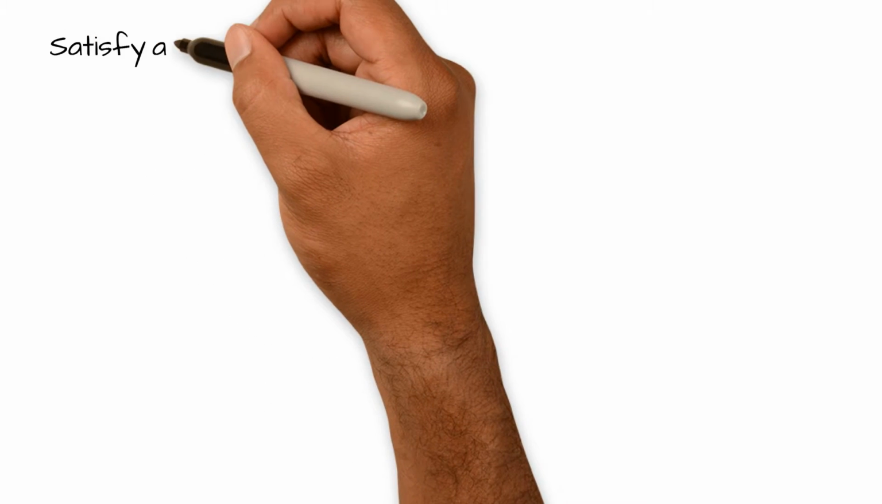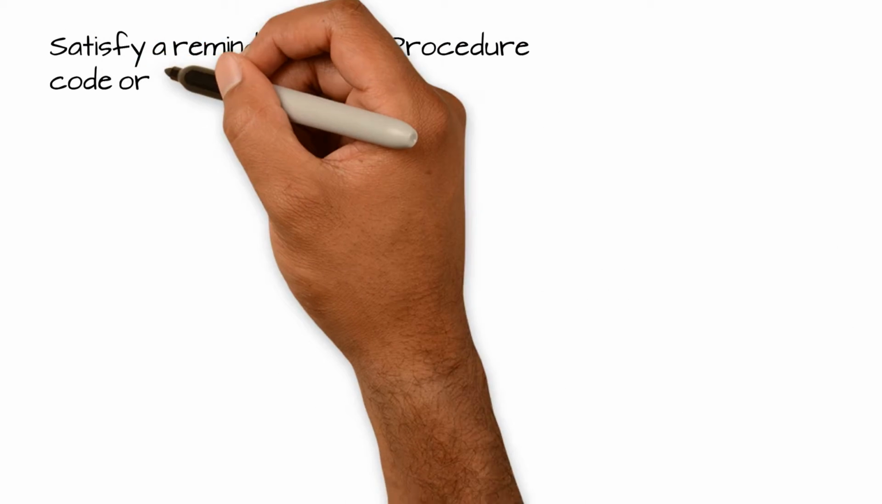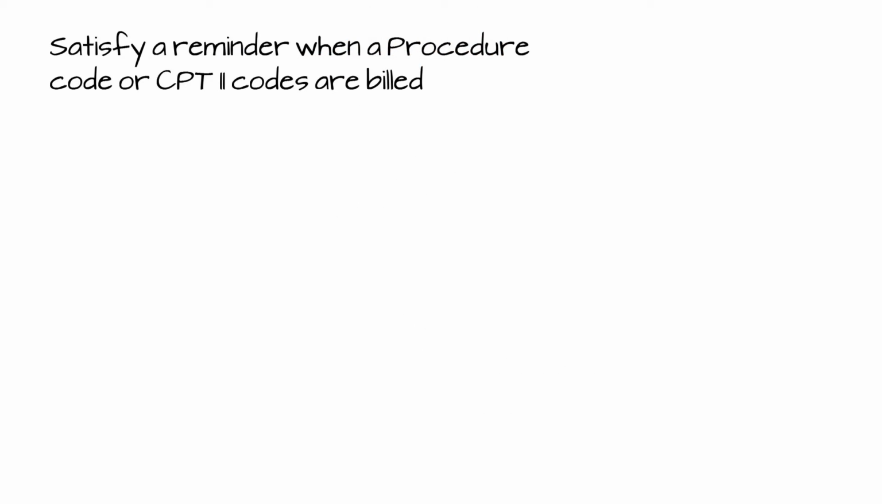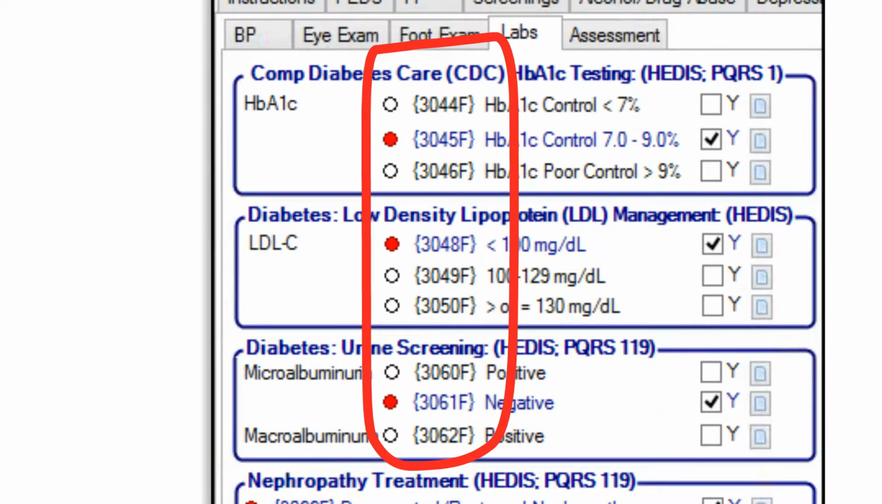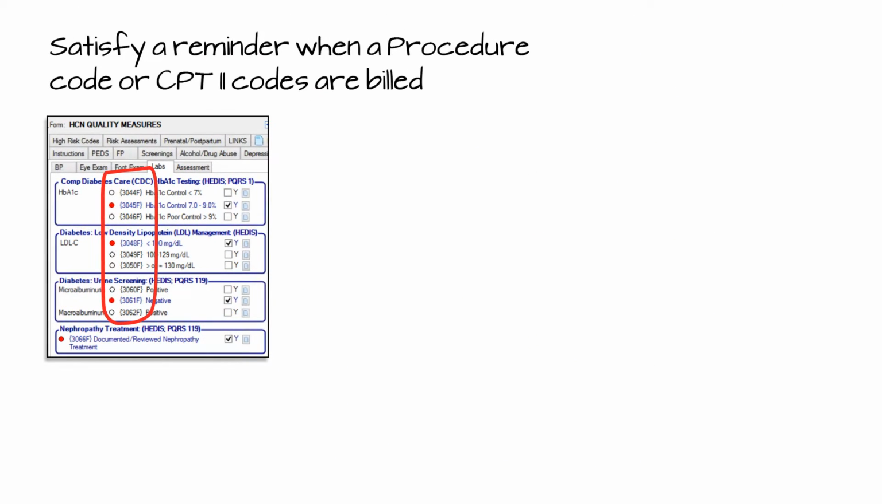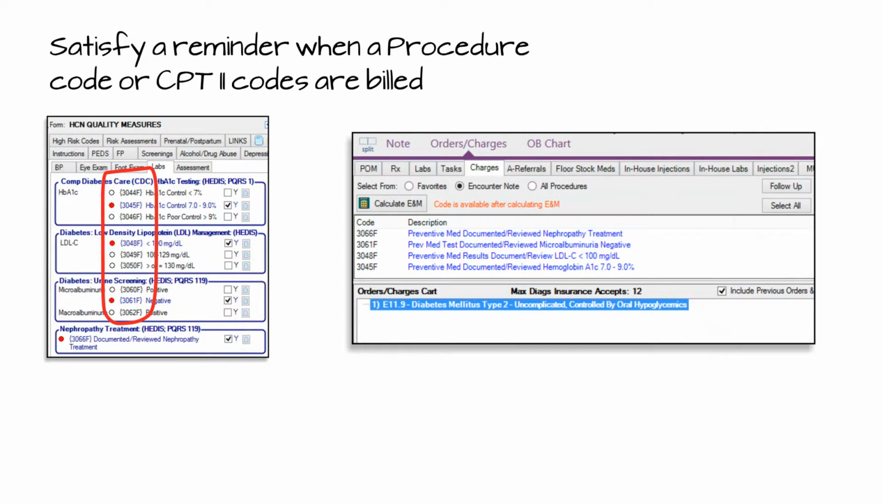You can also use the HCN Quality Measures form to identify the procedure codes documented in the visit. Findings that will drop a procedure code or CPT code in orders and charges are identified in the label description. Upon completion of the encounter note, you will proceed to Orders and Charges, where you will select the Charges tab and make sure to select the Encounter Note radio button. This will provide you a list of codes entered in the encounter note.